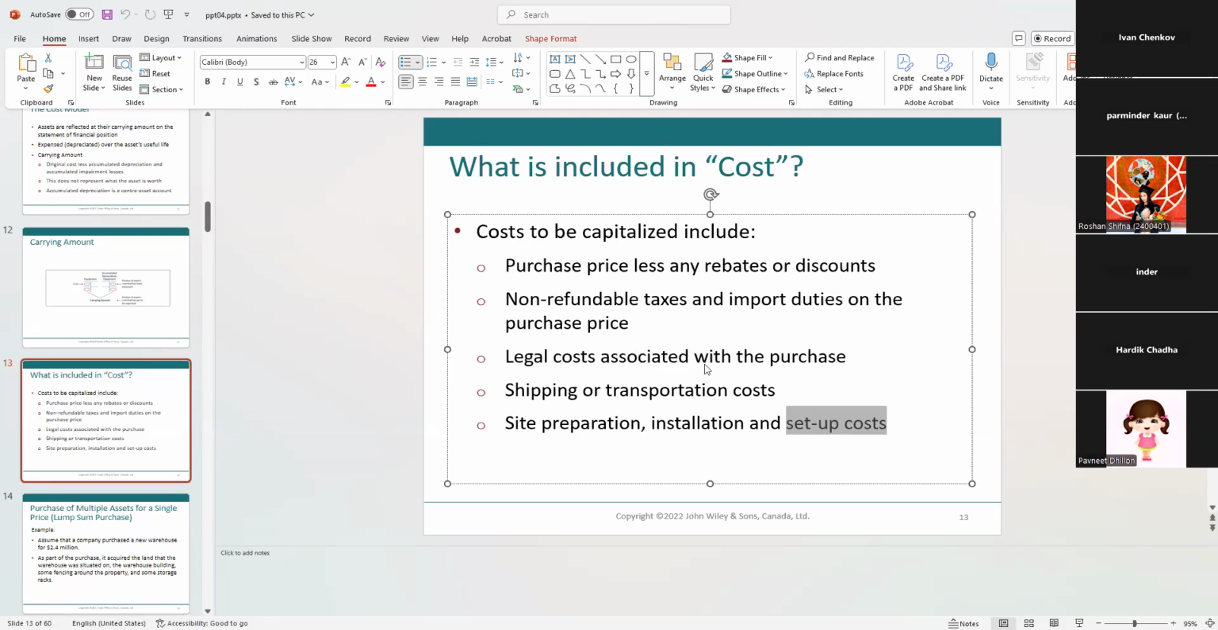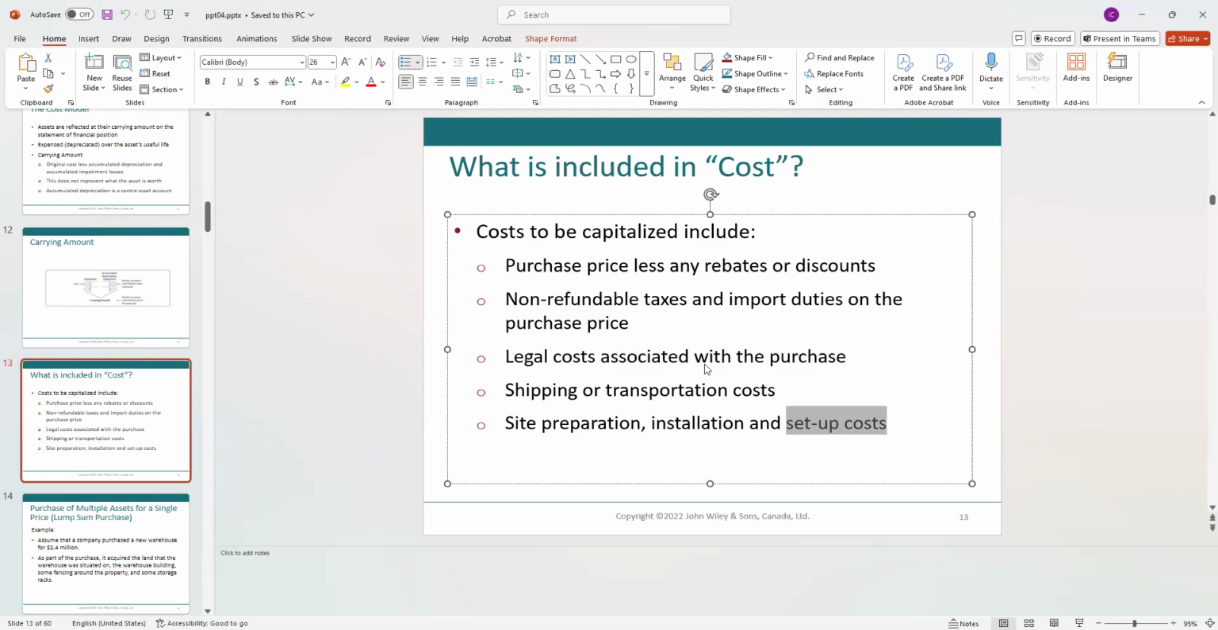Let me see what the chat room is so I can see it. So if you purchase a car, and once I purchase the car, in order to drive the car, I have to have insurance. If I buy 1 year insurance, what should I do with that cost? Should I capitalize it, add it to the cost of the asset, or would that be an expense? What do you think?